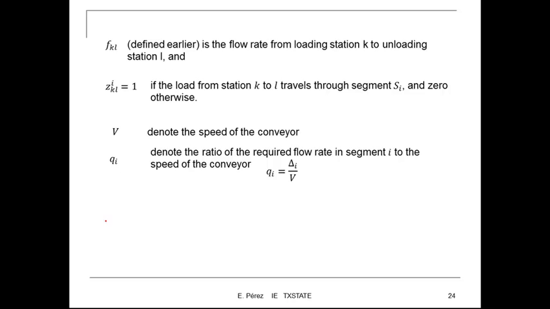Then we have capital V, which denotes the speed of the conveyor, and q_i denotes the ratio of the required flow rate in segment i to the speed of the conveyor. q_i is computed using delta i divided by the speed of the conveyor.